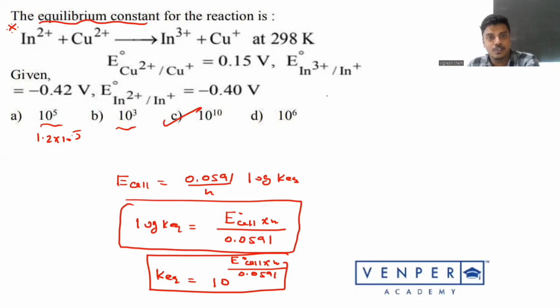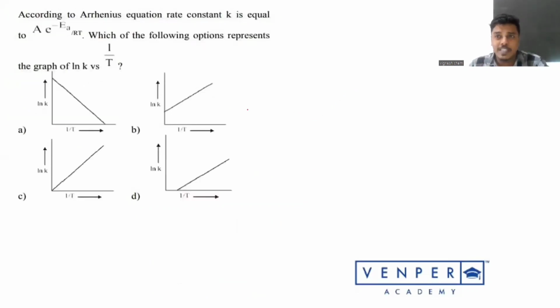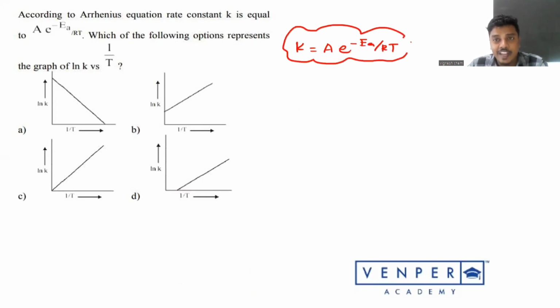Okay, just try this question. Now, this is based on the Arrhenius equation, right? According to the Arrhenius equation, the rate constant K is equal to what? Okay, what is the formula? K is equal to A into e power minus Ea by RT. Okay, now look at the options. They are asking for a graphical representation, right?